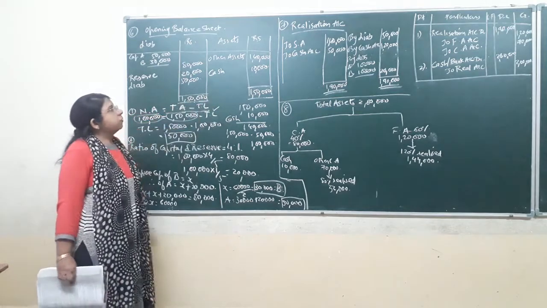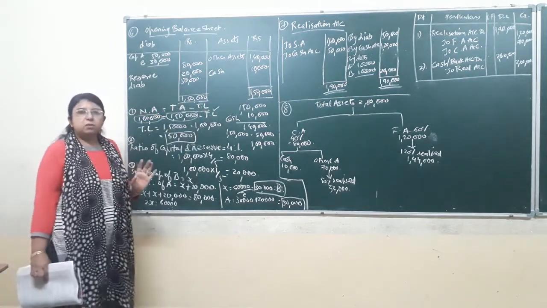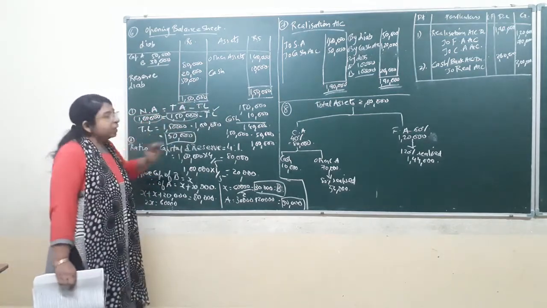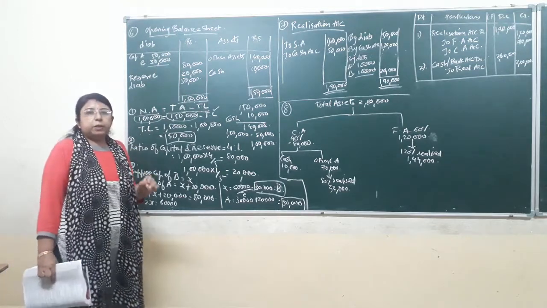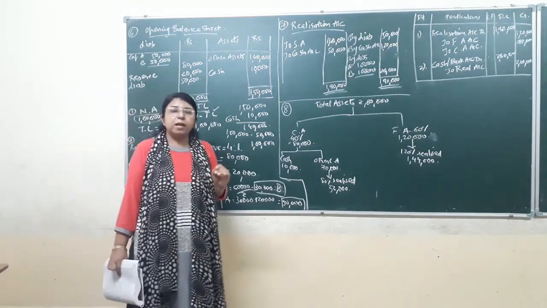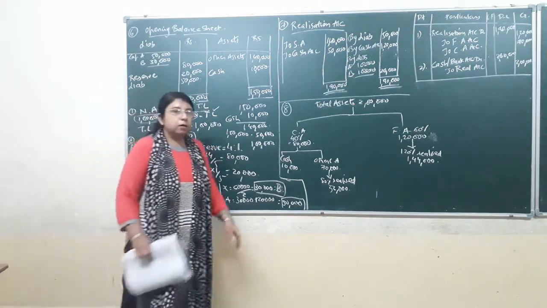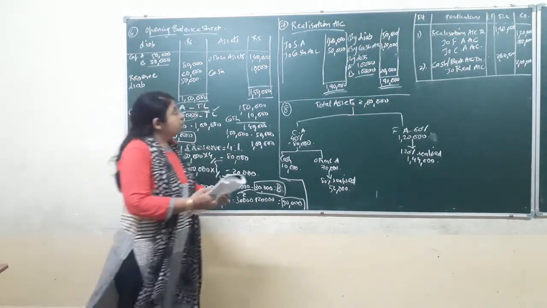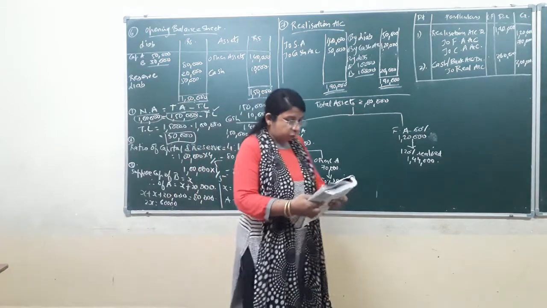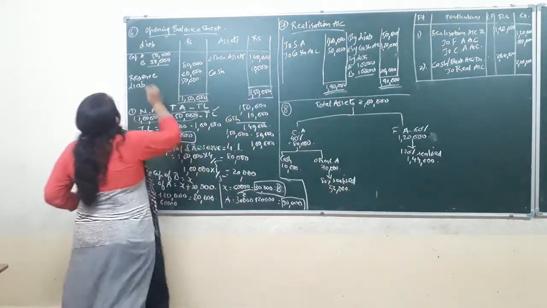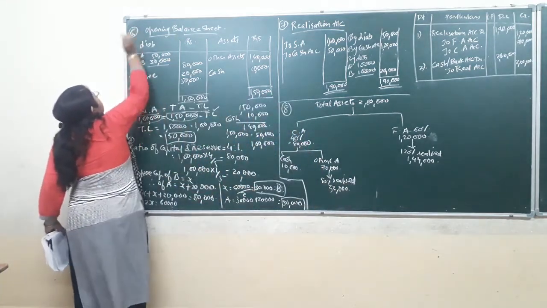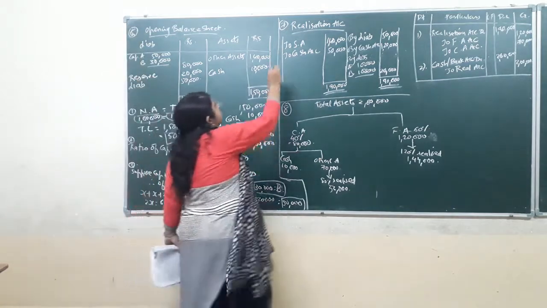Now you can easily verify that the total of both the sides is the same. So in this way you have to find the opening capital by preparing the opening balance sheet of both the partners. Now after completing the fifth sum, the next sum that I am going to teach you is the sixth sum.